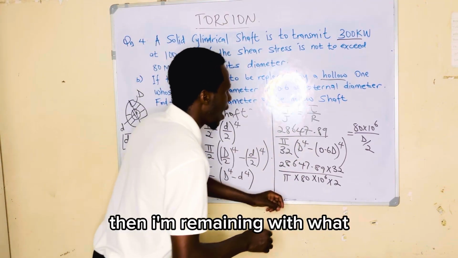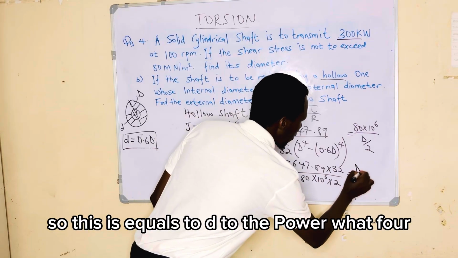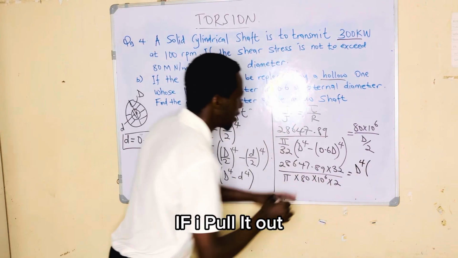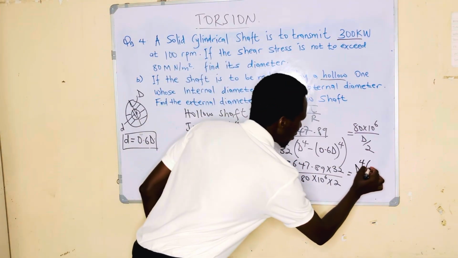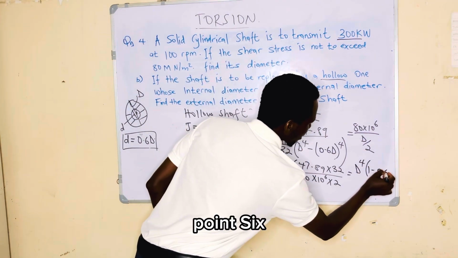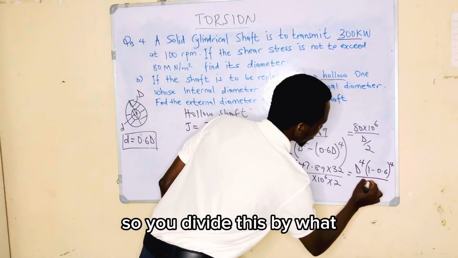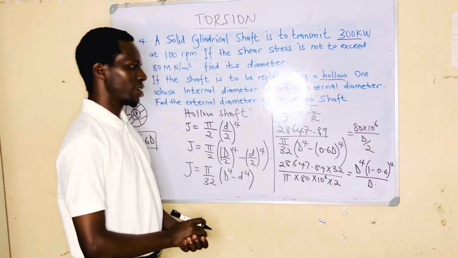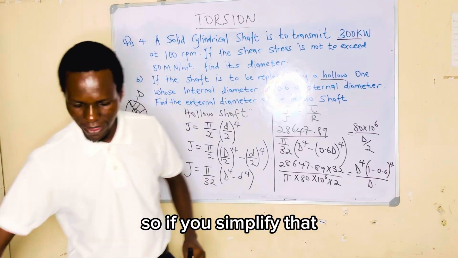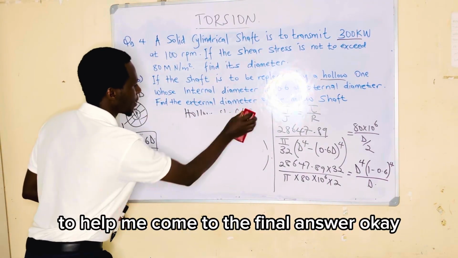And then I'm remaining with this part. So this is equal to D to the power 4. If I pull it out, 1 will remain here, then minus 0.6, everything here also raised to the power 4. So you divide this by this capital D. So if I simplify that, I hope I can erase this part to help me come to the final answer.